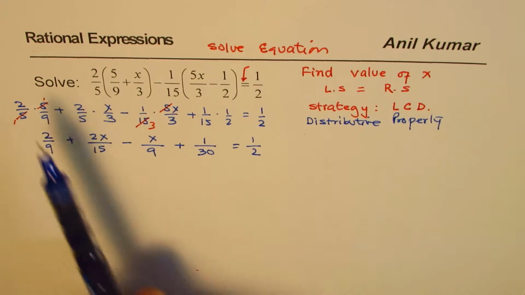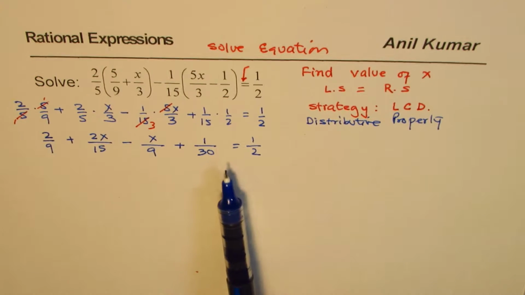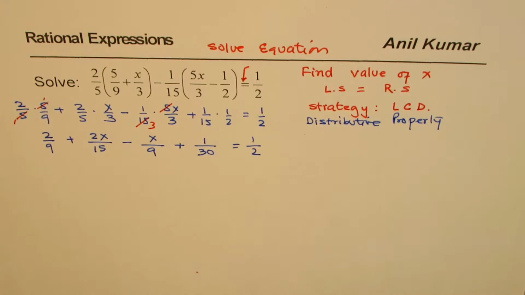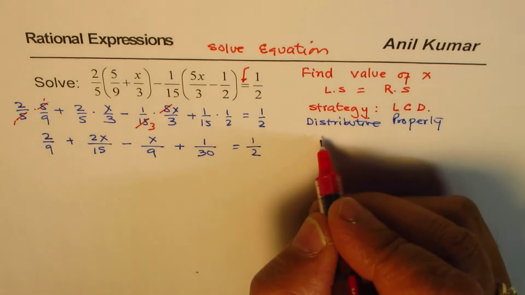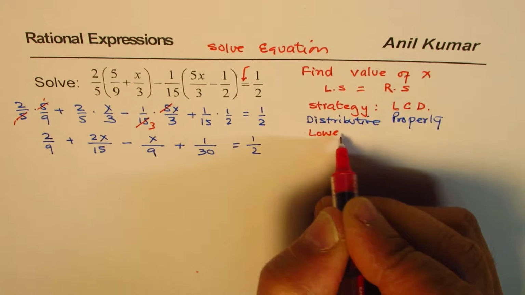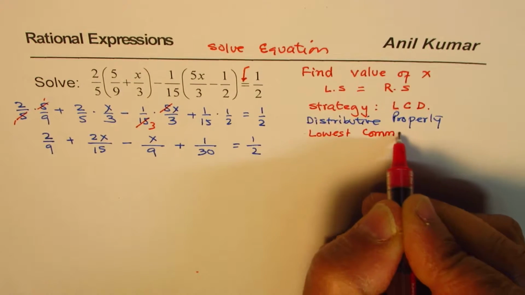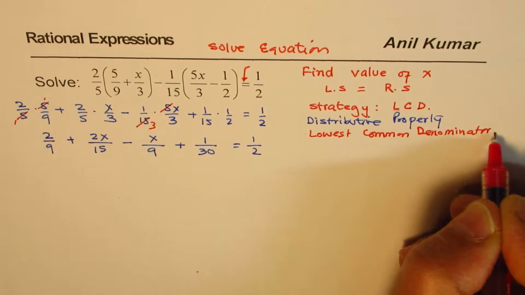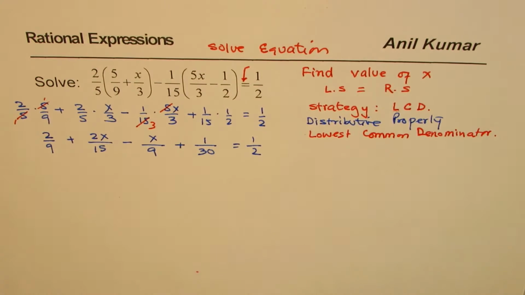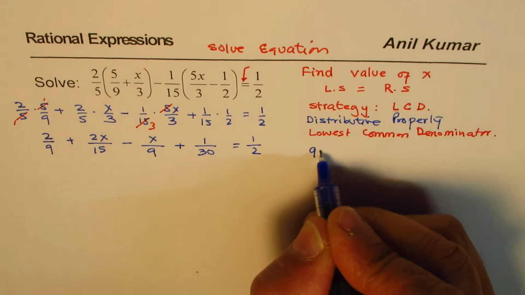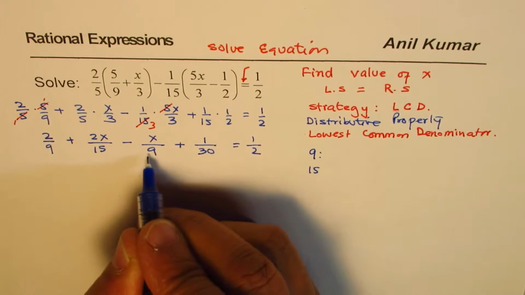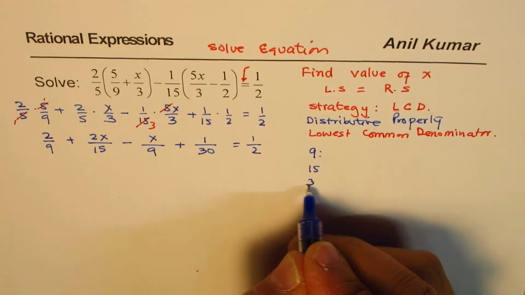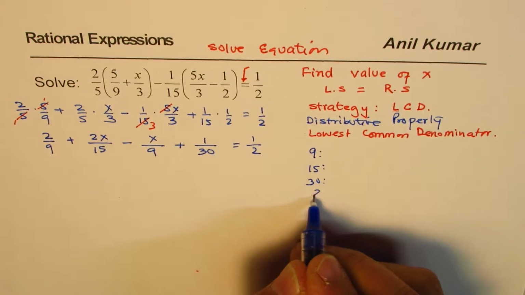Now let's get back to solving such an equation which has all the terms which are rational. So now we have to have a common denominator, and that is where the strategy of lowest common denominator comes, right? So lowest common denominator. This is what we are looking for. How do we calculate that? Now there are different denominators here. Let us write them down. One of the denominators is 9, right? The other one is 15. Then again 9, so I'm not writing it. Then we have 30, and then we have 2 also.